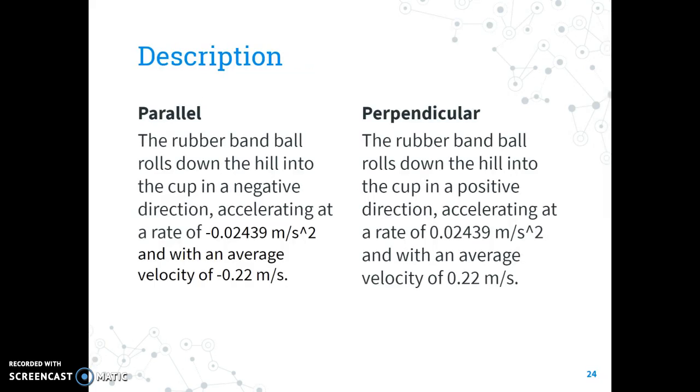So the description is the rubber band ball rolls down the hill into the cup in a negative direction, accelerating at a rate of negative 0.02439 meters per second squared, with an average velocity of negative 0.22 meters per second. Then for the perpendicular, the rubber band ball rolls down a hill into the cup in a positive direction, accelerating at a rate of 0.02439 meters per second squared, with an average velocity of 0.22 meters per second. So this one's negative, positive, negative, positive.